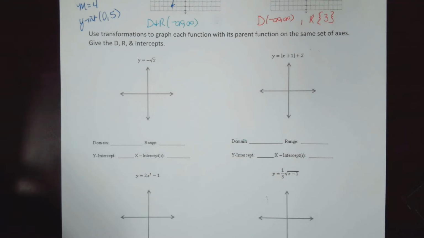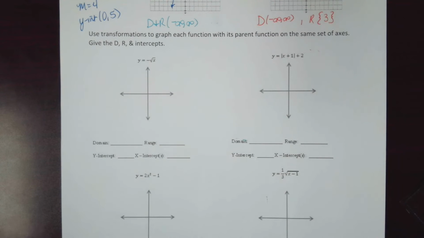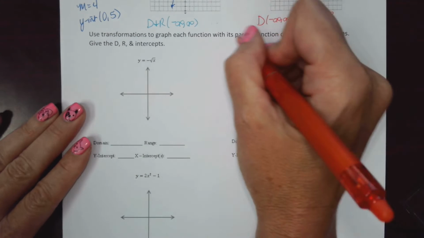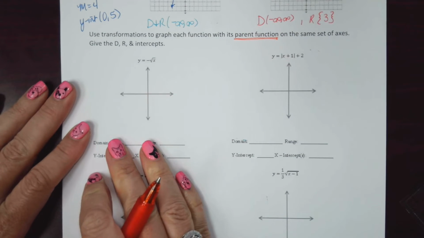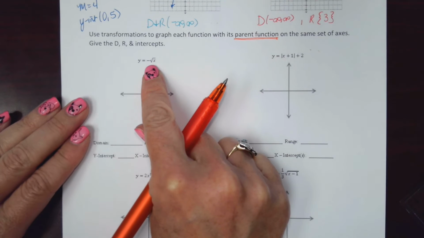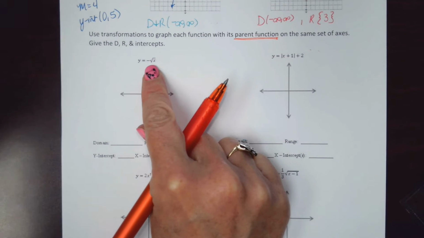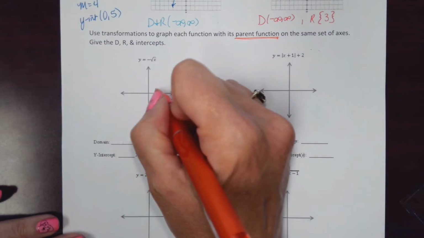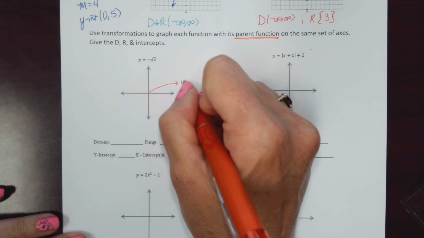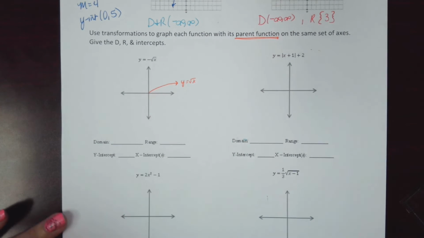Transformations: graphing with transformations using our parent functions. So we're identifying the transformations. Now notice I've been told to do several things. Graph each function with its parent on the same set of axes. So we are going to start right there with parent functions. For this, I've got a square root function, and we know from our first page, there's my parent function: y equals square root of x. That's my parent.